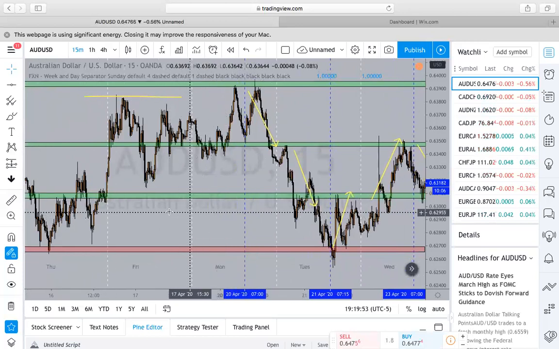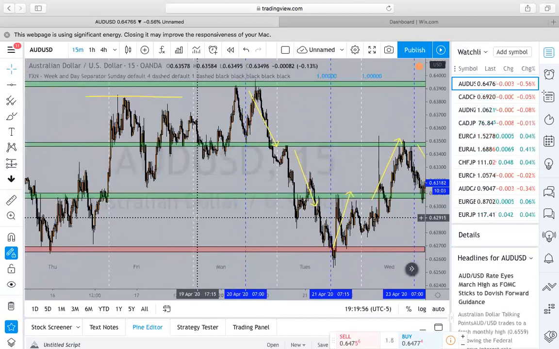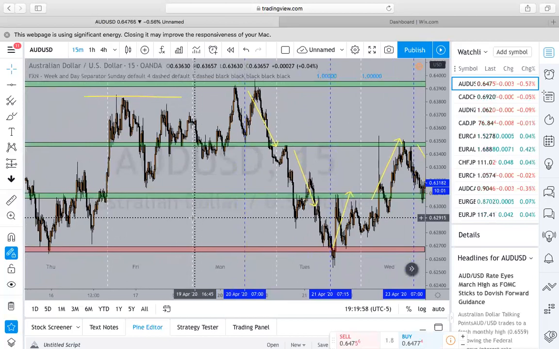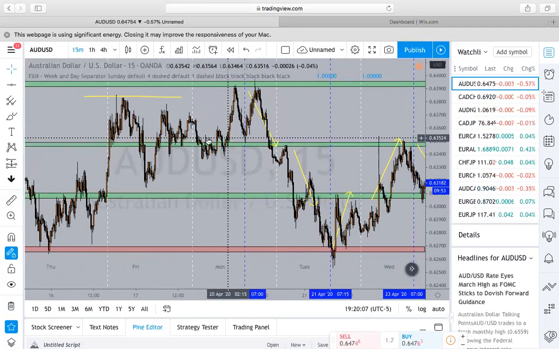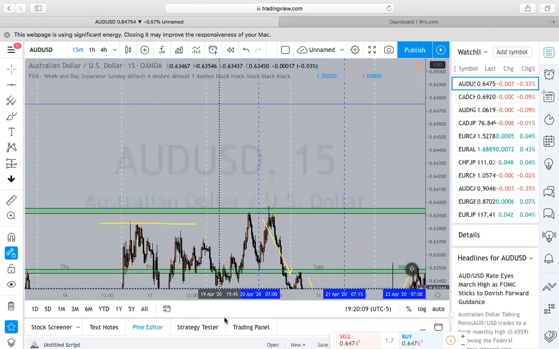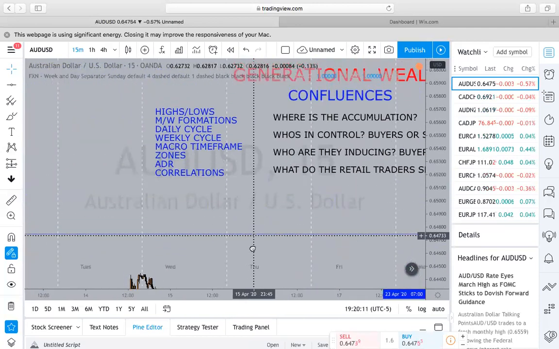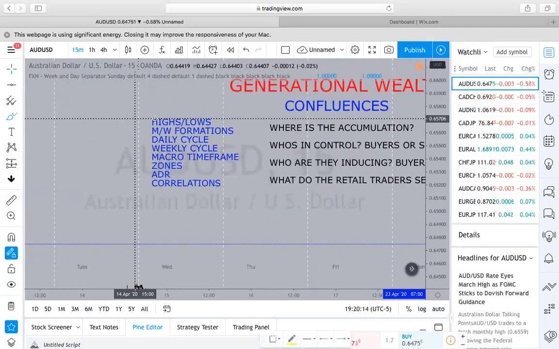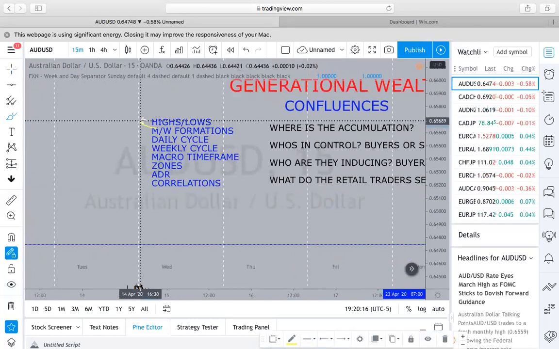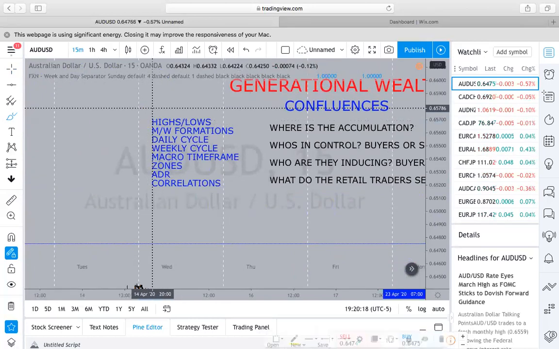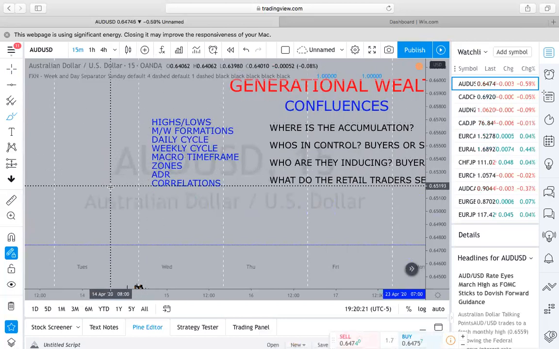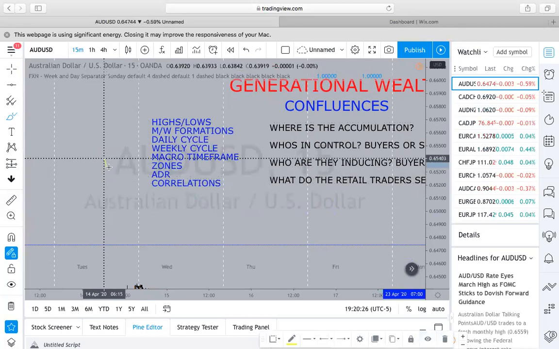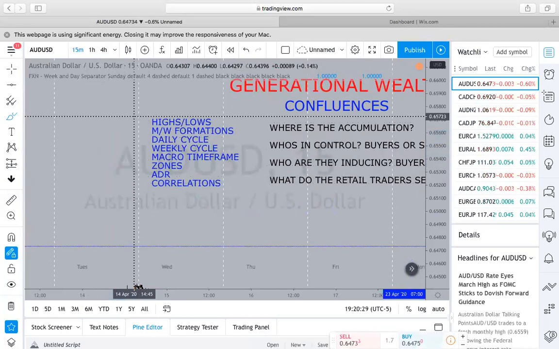So when trading M's and W's, you need to understand that you want to catch these M and W formations off of the highs and the lows. You want to catch the M's and W's off the highs and the lows. So if your M or W is not necessarily off of a high or a low, it's not really an M or a W. It's that simple.